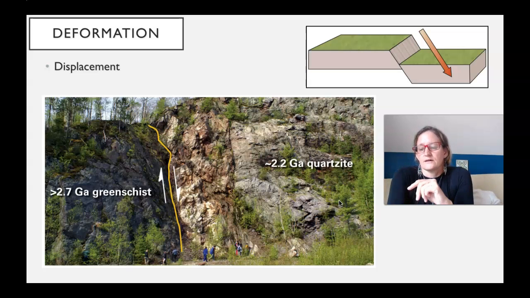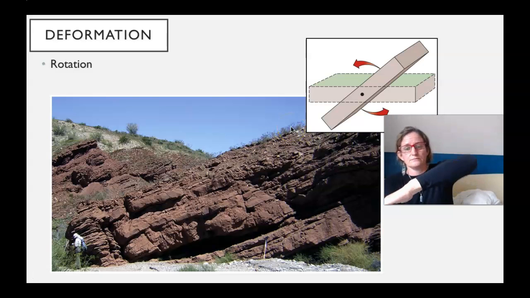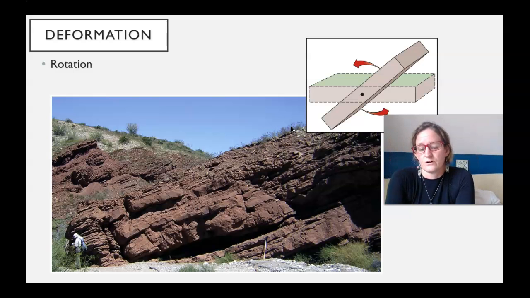And here is an area with a fault. On the left is 2.7 billion year old green schist, and on the right is 2.2 billion year old quartzite. And those have been juxtaposed against each other. And how could that be? Well, in this case, there was a fault. So displacement happens. Here is rotation. So we have a bed, original horizontality, no longer horizontal, so it's just rotated out of horizontal.